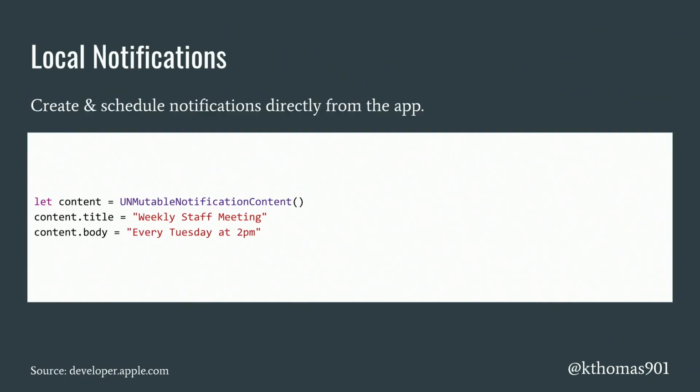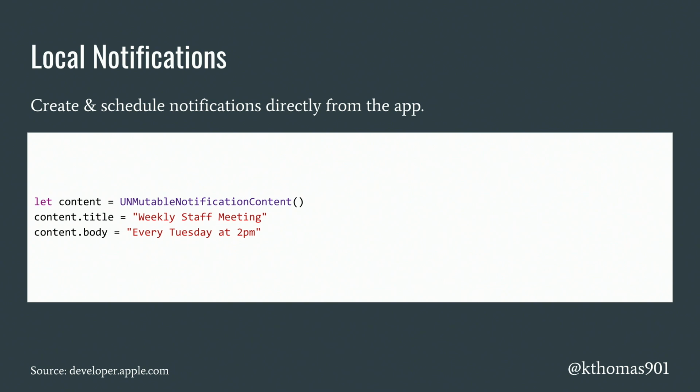So let's go over this example from Apple on how to actually schedule and create a local notification. First, of course, we need the content of the notification. And in order to get the content, you create a UNMutableNotificationContent object. And you can set a title and a body, which will then show on the notification. In this case, this is a notification for a staff meeting.